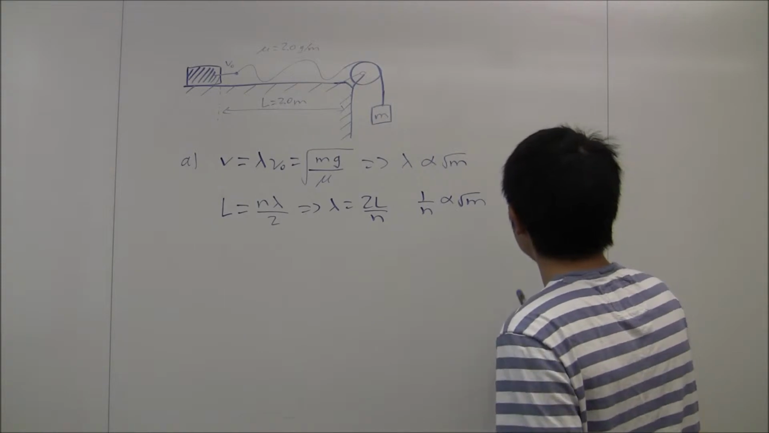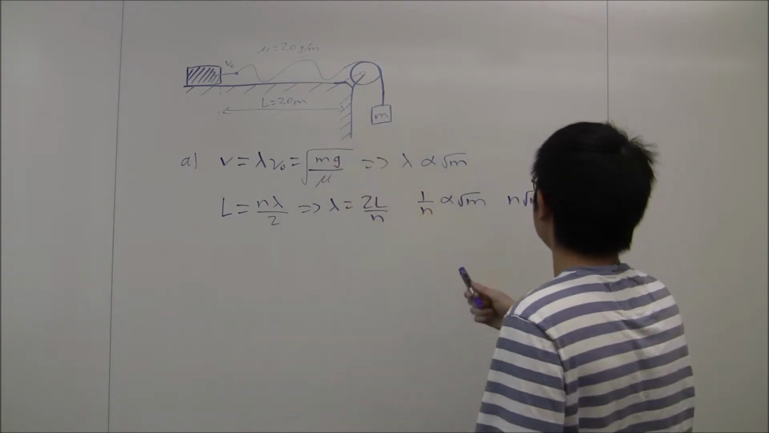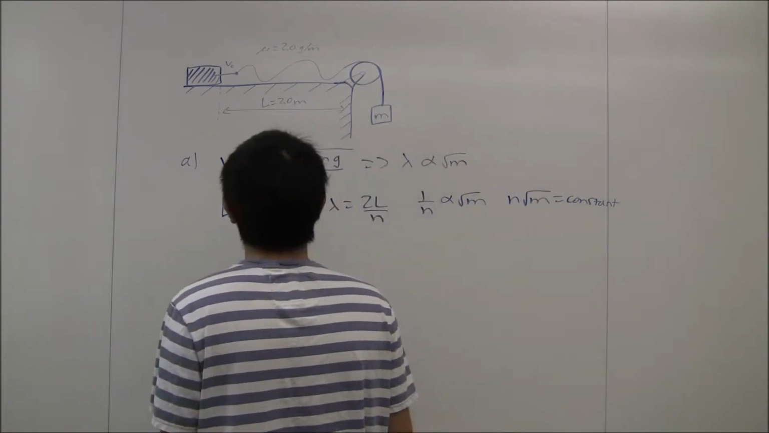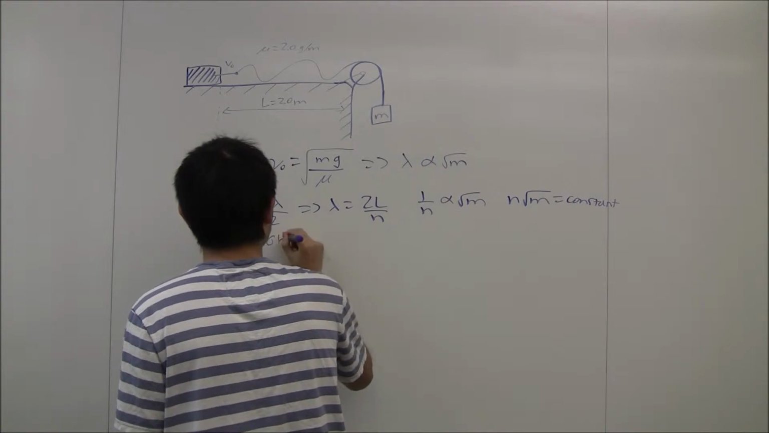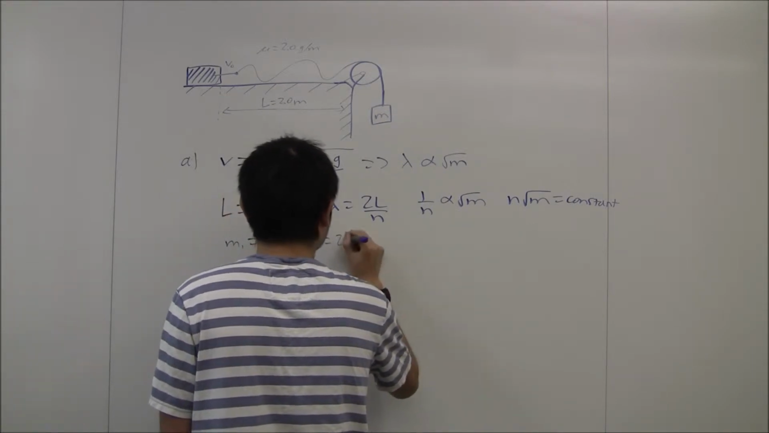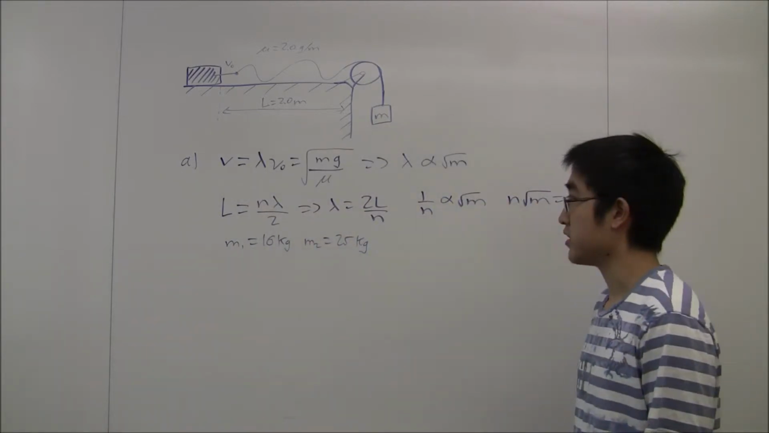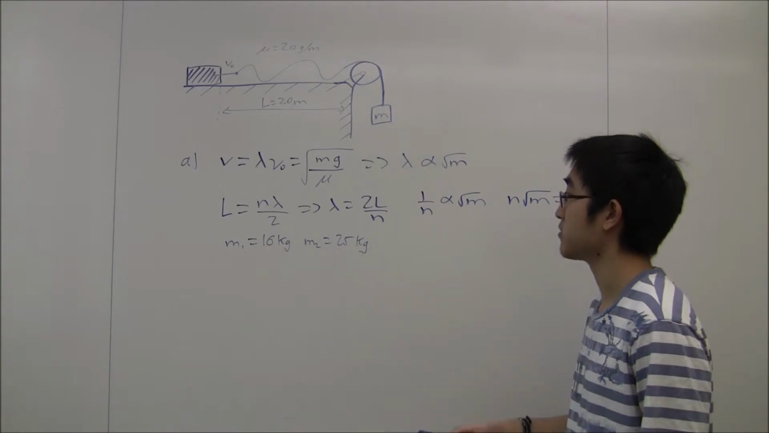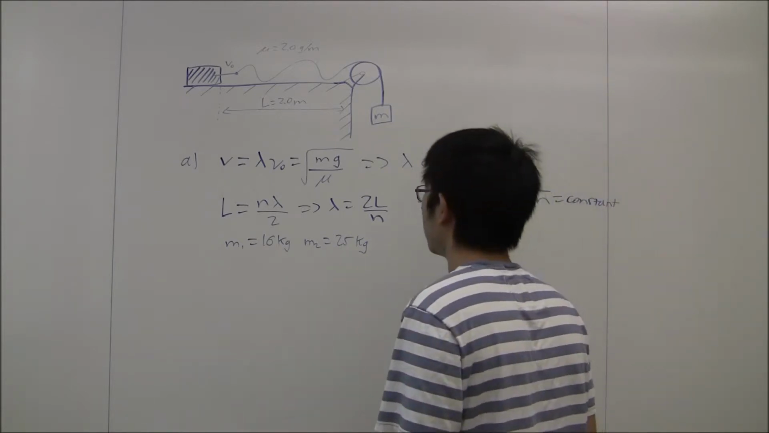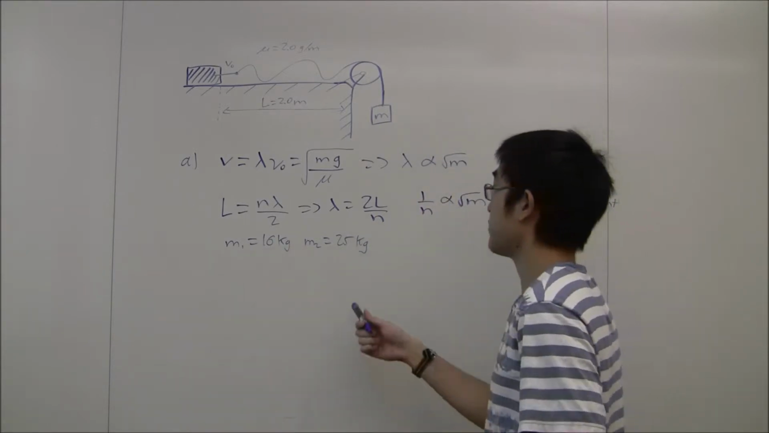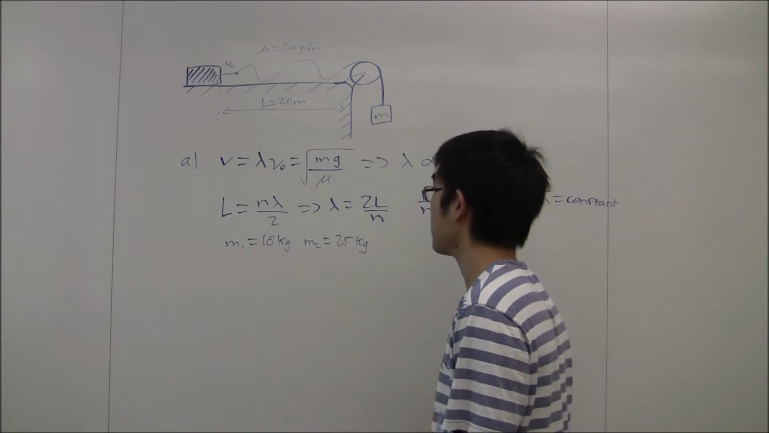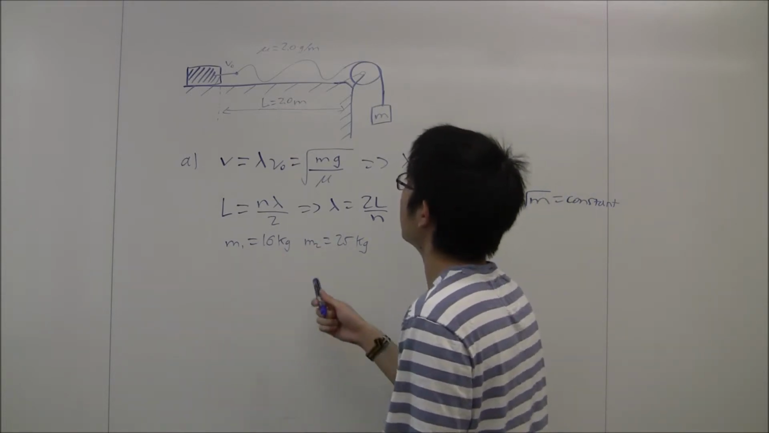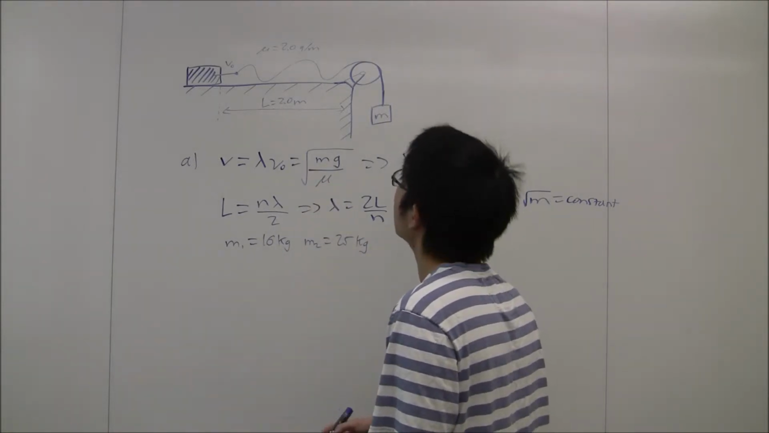So for any mass m, its associated number of half wavelengths that fit within the string, given by n, times the square root of m is equal to a constant. So let m1 be 16 kilograms, and let m2 be 25 kilograms. Let's suppose that the number of half wavelengths when m is equal to m2 is n. Since no standing waves appear for values of the mass in between m1 and m2, the number of half wavelengths that fit for m1 and m2 must only differ by 1.